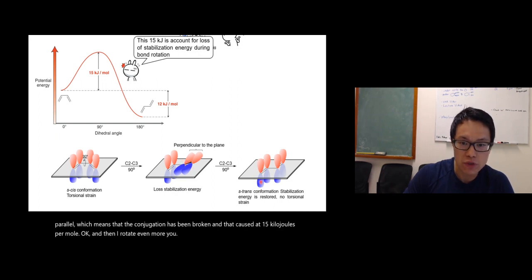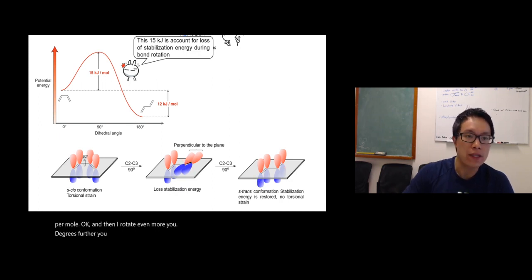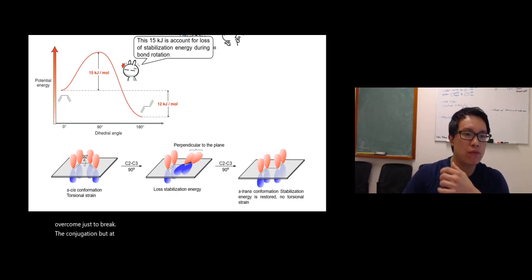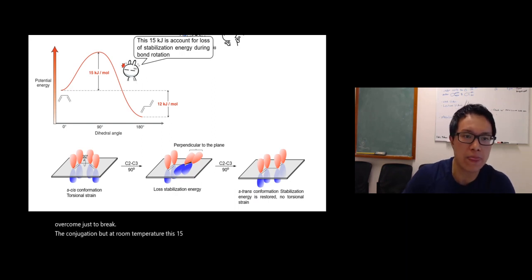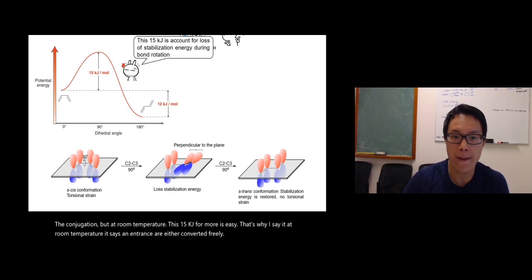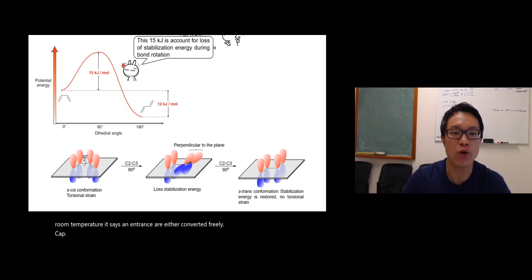Rotate 90 degrees further, and you will get to S-trans. The 15 kilojoules per mole right here needs to be overcome just to break the conjugation. But at room temperature, this 15 kilojoules per mole is easy. That's why I said at room temperature, S-cis and S-trans are interconverted freely. Okay, all right, let's move on to the next one.